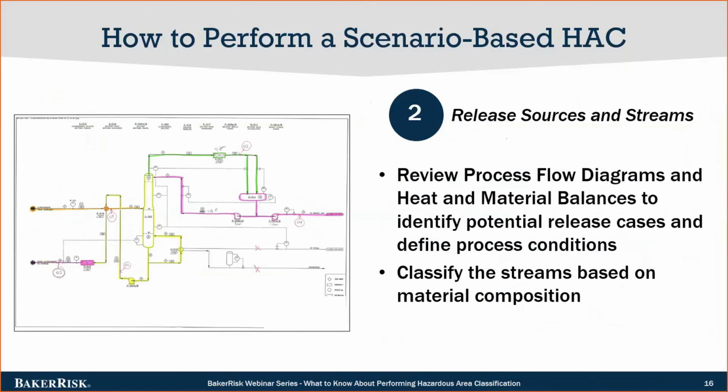The next step is to identify the release cases, release sources, and process streams. We will review the process flow diagrams and the heat and material balances to identify potential release cases and define those process conditions. So in this example on the left, we have an example process flow diagram, and each color around a different piece of equipment represents a different release case. So you'll have point sources and vessels for the heat exchangers, the distillation columns, the reflux drums, the pumps. All of these things will be individual point sources in the HAC model. And then we can classify the streams based on the materials that are present.